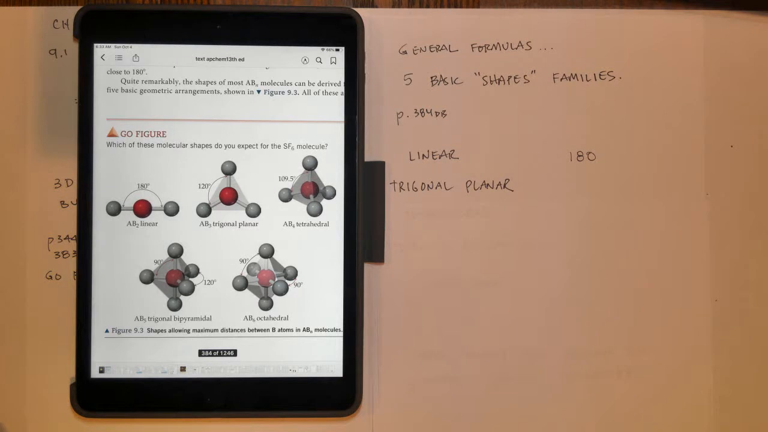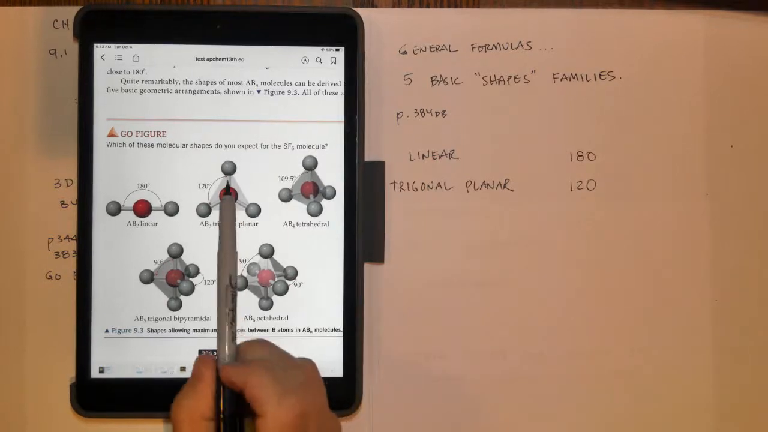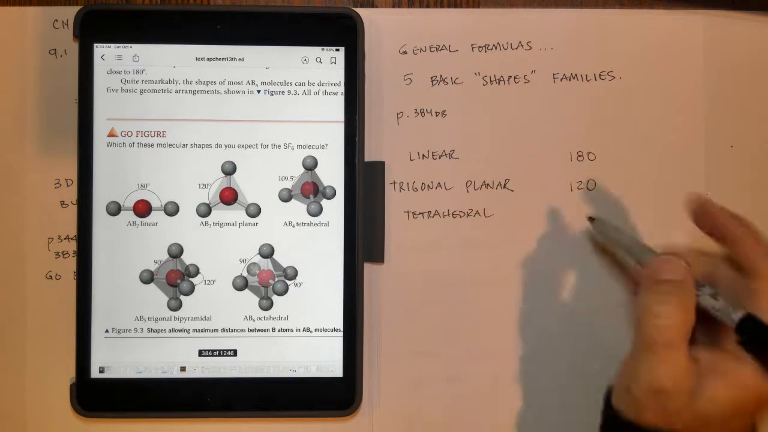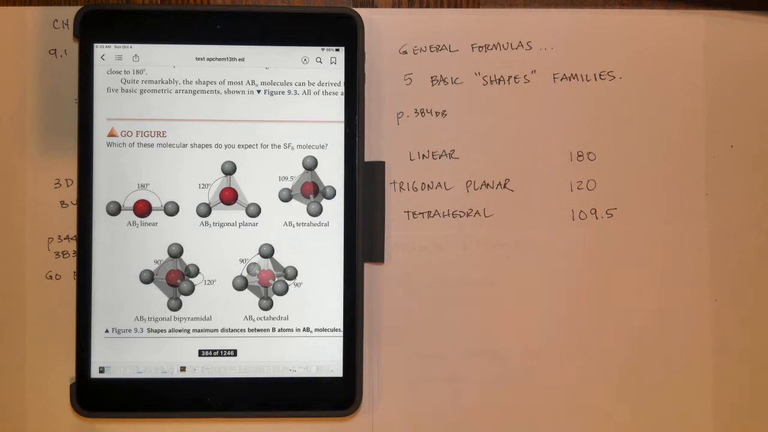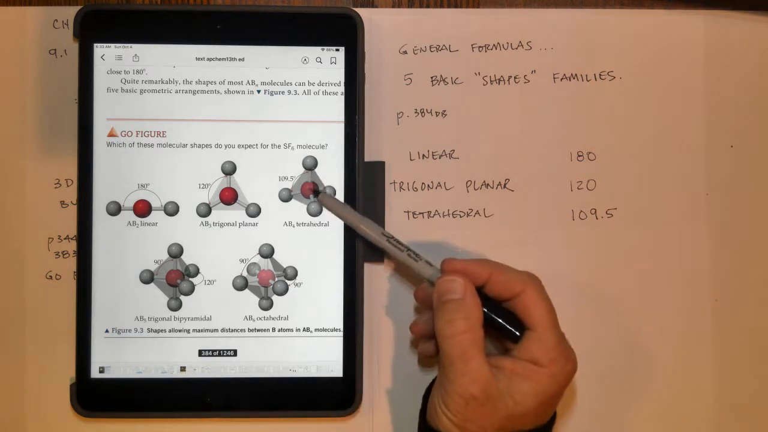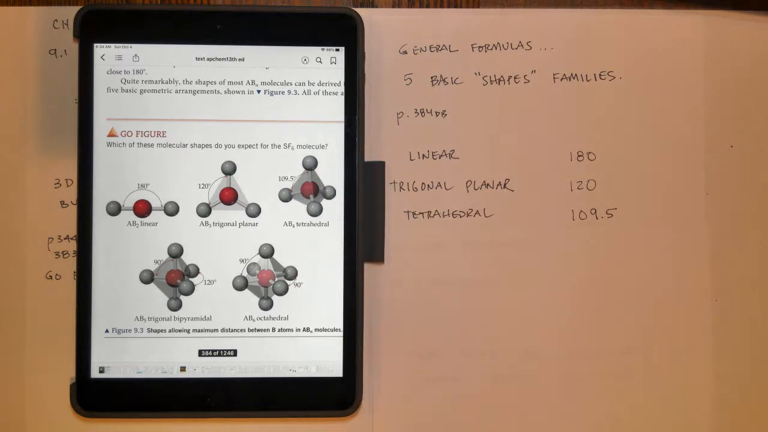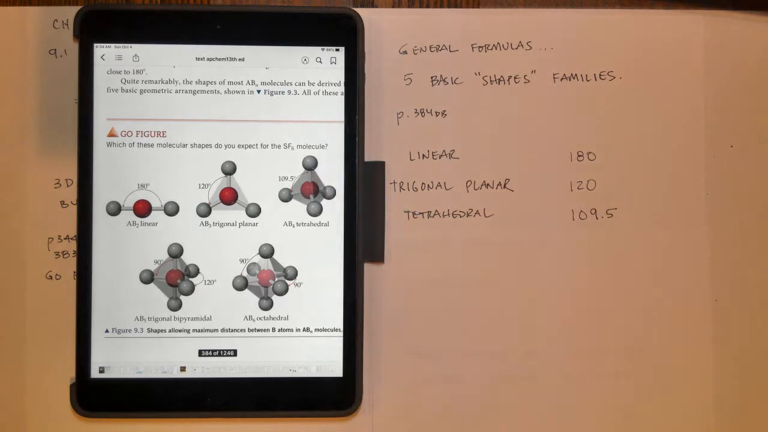Trigonal planar, and so every one of these 3 atoms is in the same plane as the middle atom, ends up having a 120 degree bond angle between the central atom and an outer atom. Tetrahedral, that's the one we just talked about. That'll have a 109.5 degree bond angle between the central atom and one of the outer atoms. And like we said before, that's the one we drew where this part came out of the paper, those 2 went back in, and this was in the same plane of the paper.